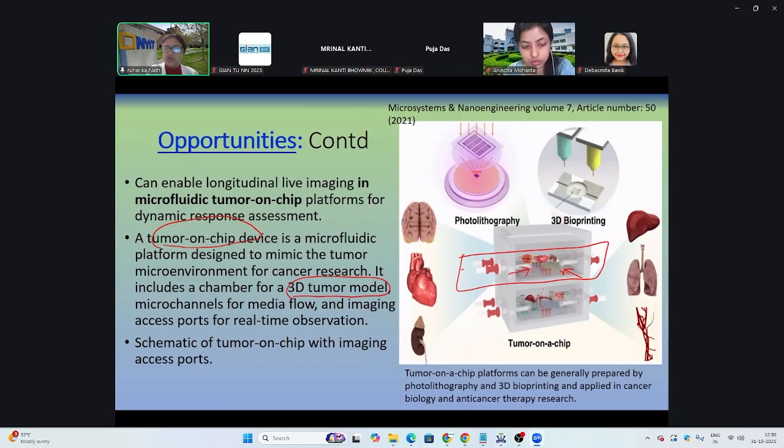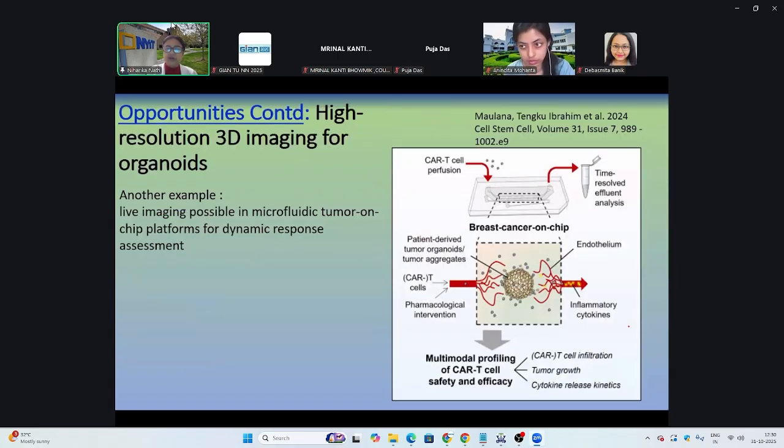If the tumor is growing in it over time, then can we use this for taking images? So a tumor on a chip, this is really a little bit bigger. A tumor can be prepared by photolithography, and then you can make these tumors by bioprinting, so it can look like a tumor or it can look like a heart, and they can be applied. But that's really not it. The opportunity for you students is really 3D imaging, and so that live imaging should be possible.